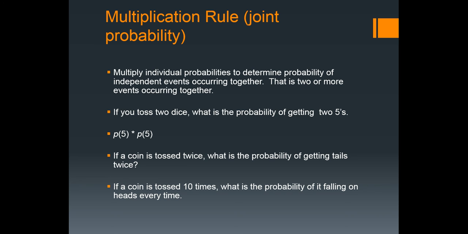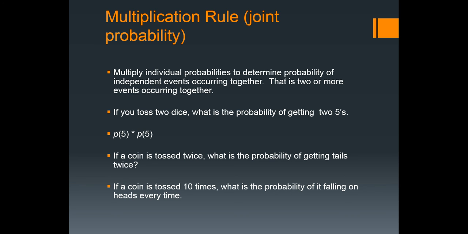So if you toss 2 dice, what's the probability of getting two 5s? You could take the probability of getting one 5 and multiply it by the probability of getting another 5, or simply square that, and you would find that it is roughly 0.027. So you just multiply the two probabilities together, or square the probability of rolling a 5. It would happen about 3% of the time, a little less than 3% of the time.